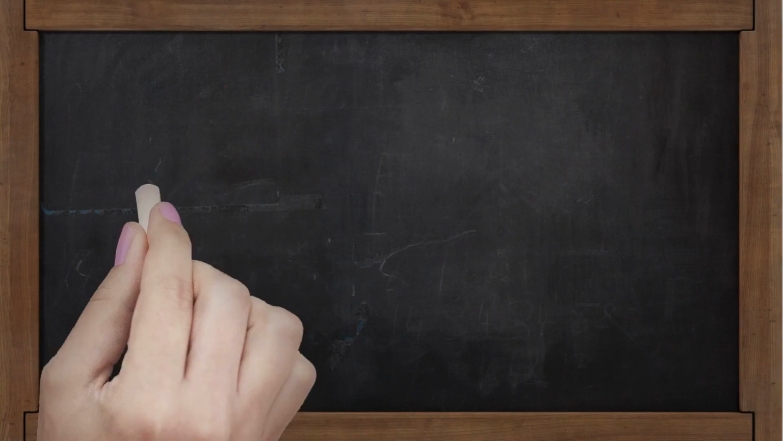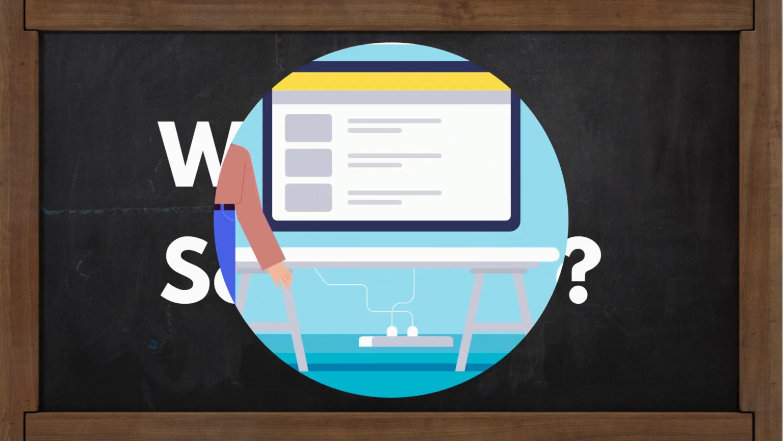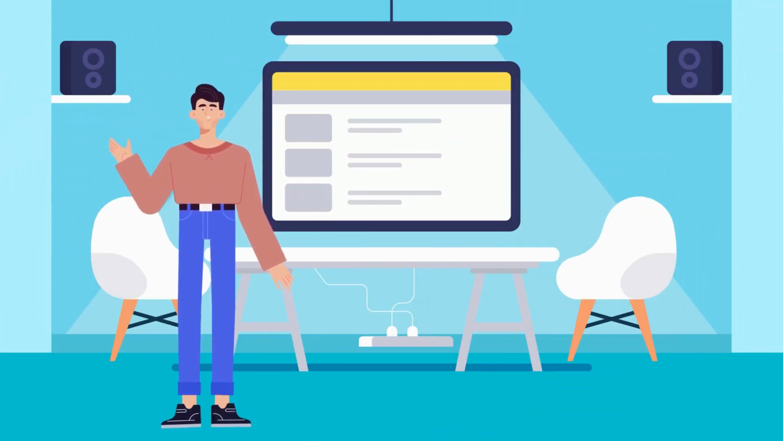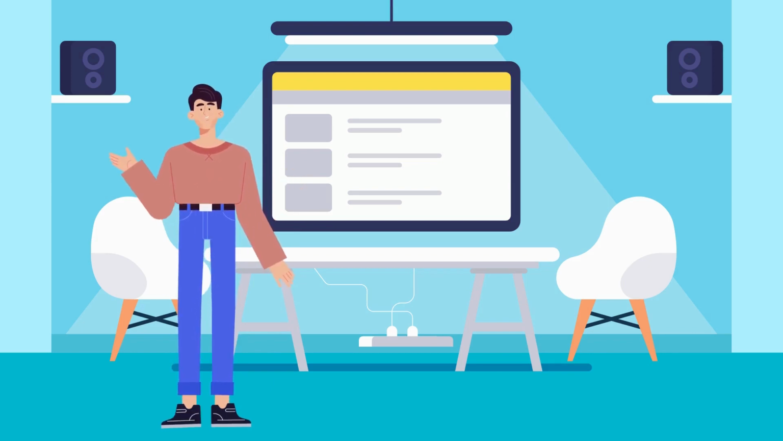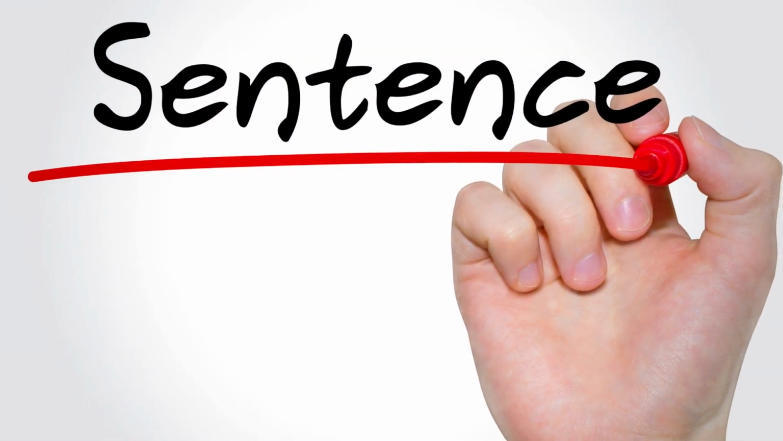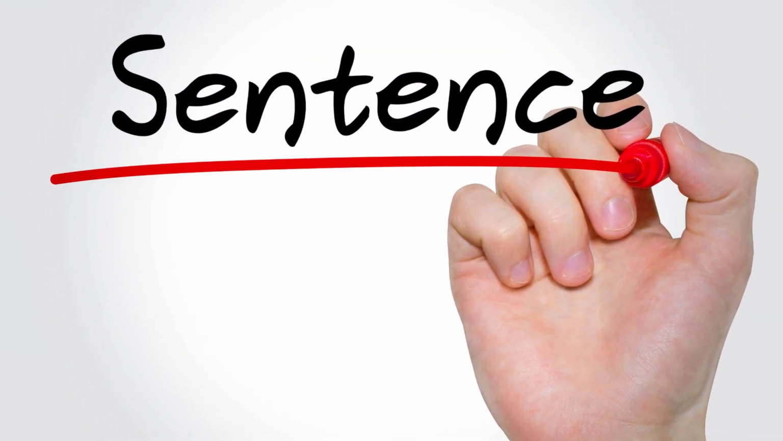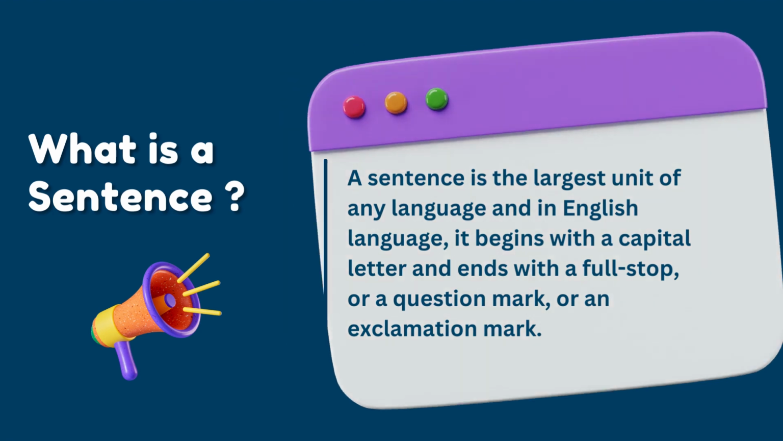Since we are talking about sentences, first let us understand what a sentence means. When we speak or write, we use words to convey our thoughts, and when a group of such words are used together in such a manner that it makes complete sense, then it is referred to as a sentence. A sentence is the largest unit of any language, and in the English language, it begins with a capital letter and ends with a full stop or a question mark or an exclamation mark.